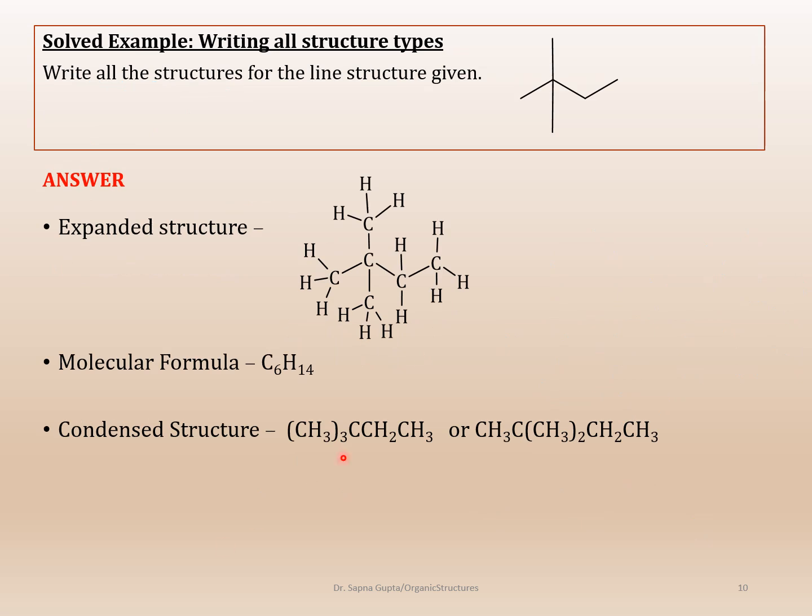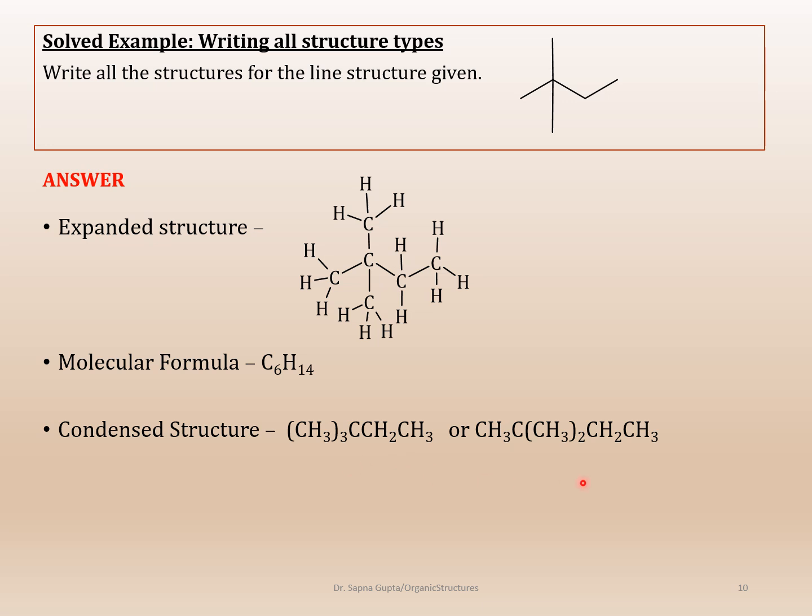So write all the structures for the line structure given here. So this is the line structure. The first thing, expanded structure, is the best one to start with because I didn't specify what you need to write first. So I would go ahead and write the expanded first so I can clearly see all the carbons and hydrogens in there. You can see the middle carbon does not have any hydrogen on this one. So once you have the expanded, now everything else is going to be easy for us. So, C6H14, this is the same as the one before.